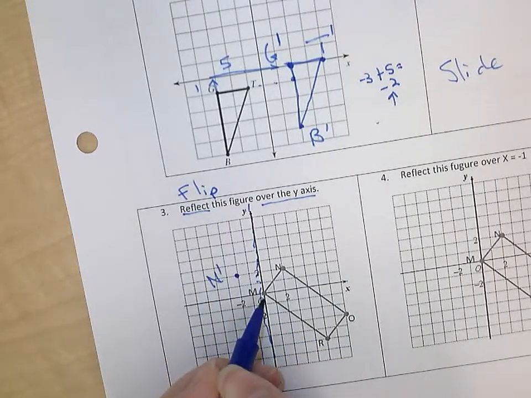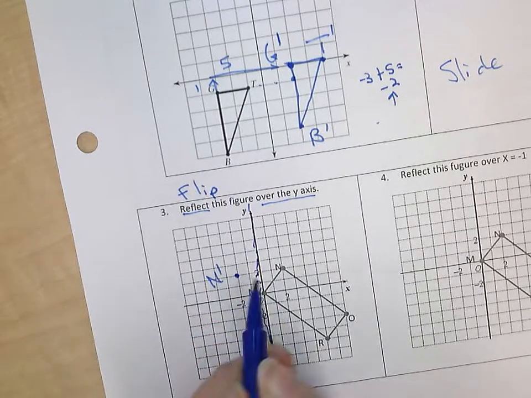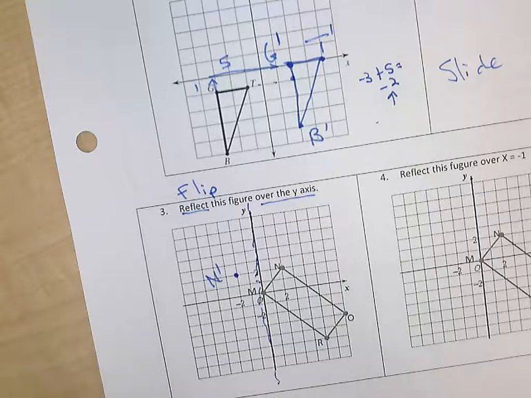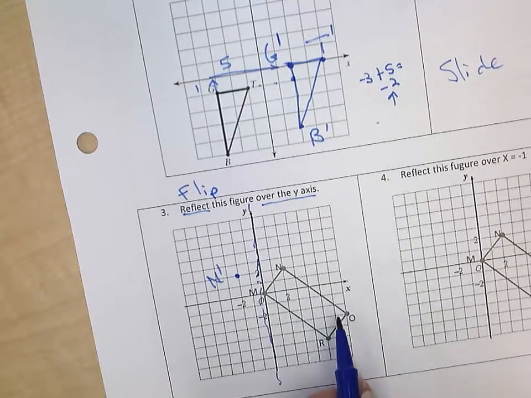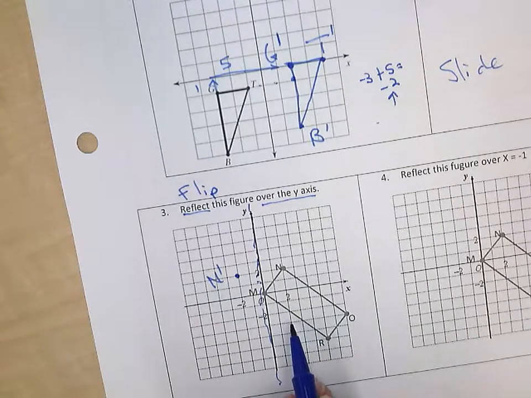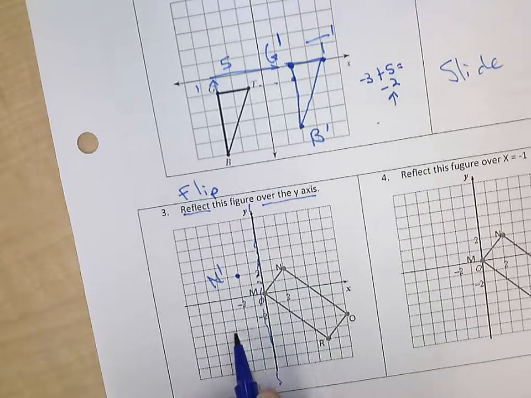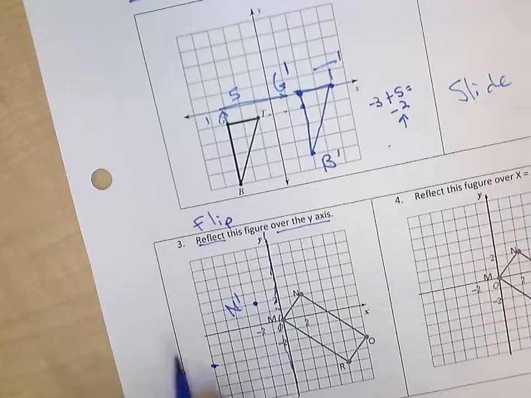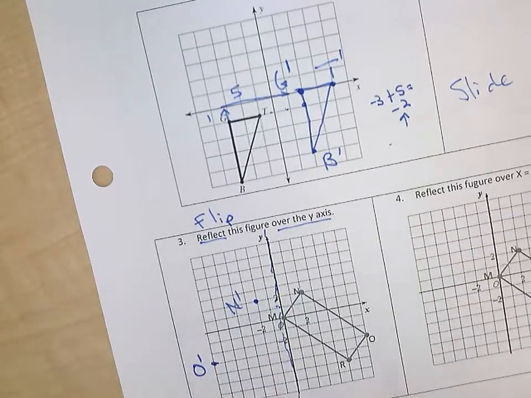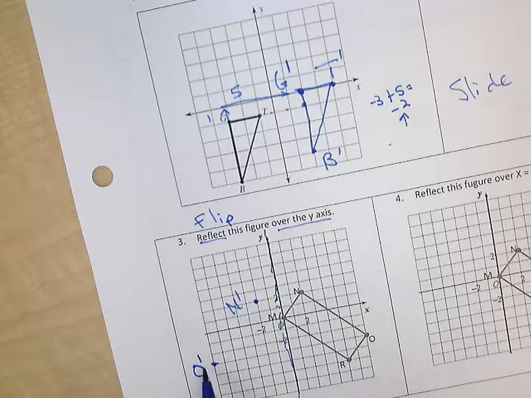Notice our M is right on our line of reflection, so it just stays there. It's not any units away, so therefore it doesn't move. Our O is 1, 2, 3, 4, 5, 6, 7 units away from our y-axis. So we go 1, 2, 3, 4, 5, 6, 7 units. That is our O, but it's not the same O, it's our changed O, so we put our prime notation.